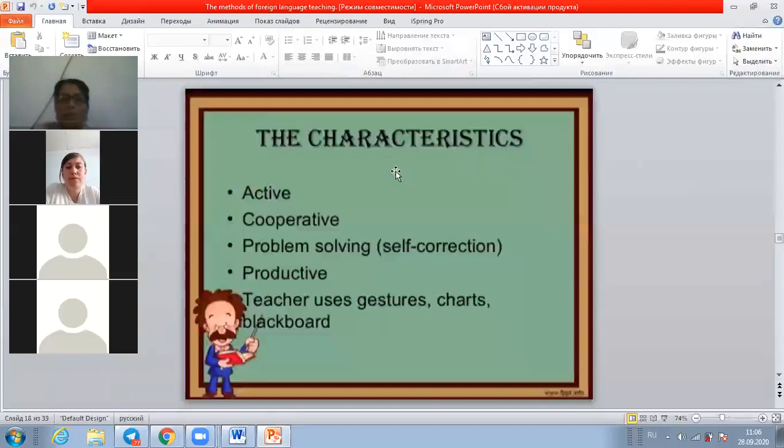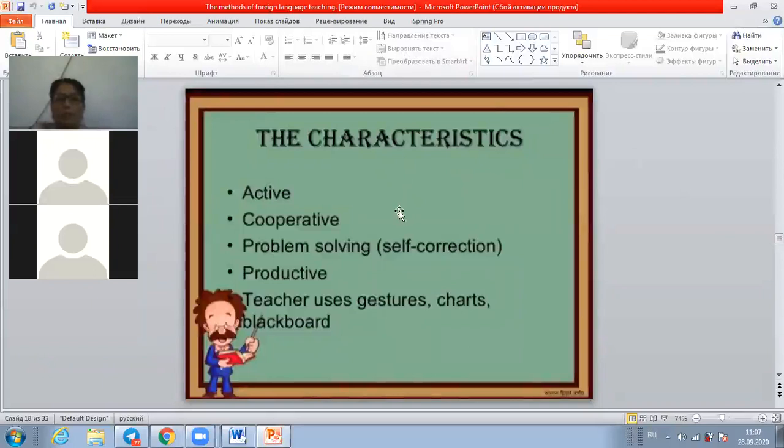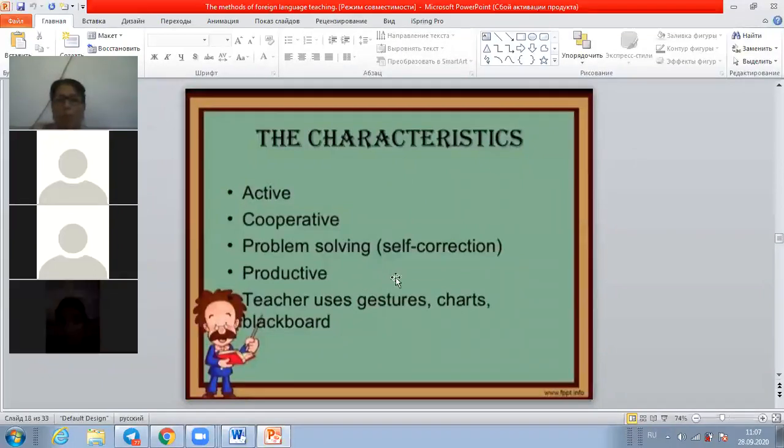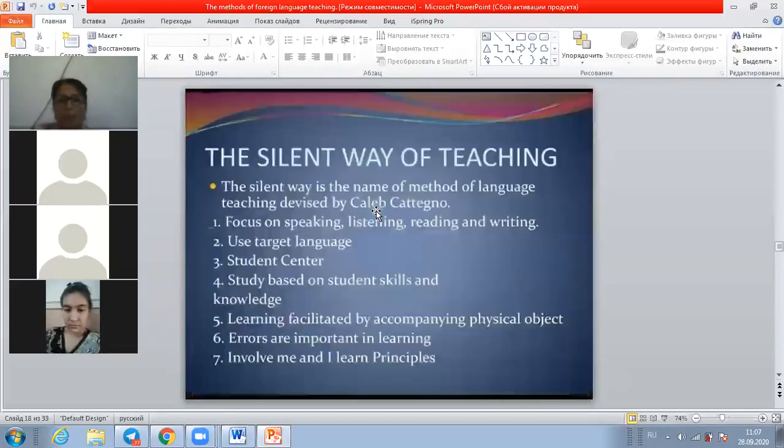The following characteristics: active, cooperative, problem solving, productive, and the teacher uses gestures, charts, and blackboard. By these ways, it's easy to explain our theme and to understand effectively. The silent way of teaching. The silent way, as I mentioned before, is the name of a method of language teaching devised by Caleb Gattegno. It focuses on speaking, listening, reading, and writing.